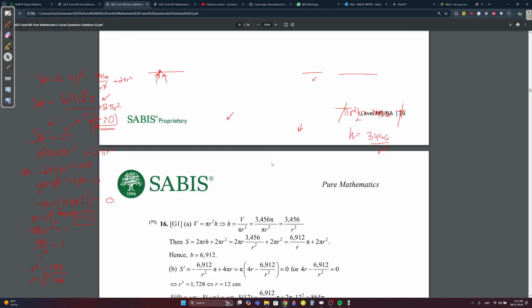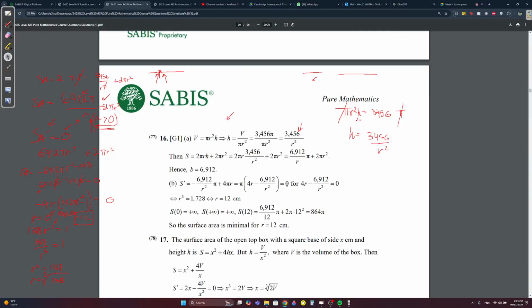Let me see what they did here. Yeah, so they did the same thing. They got r cube is 1728. Okay, yeah, I guess they got. Did they ask? Yeah, and then they substituted 0 as well, and they got infinity, because when you divide by 0, you get infinity. Okay.